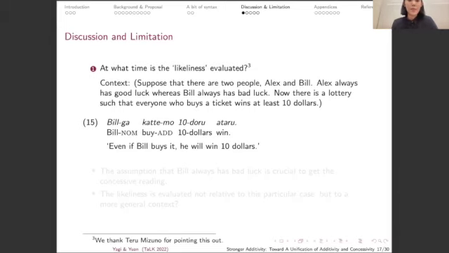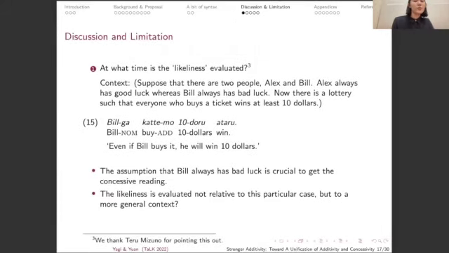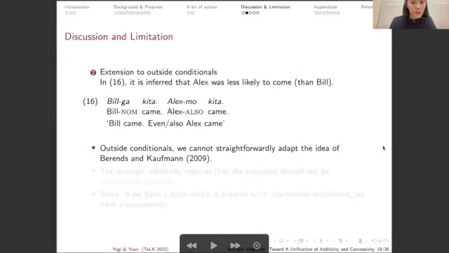This is in Japanese, but the sentence means even if Bill buys it, he will win $10. So as we can see here, we also have the additive particle in the antecedent, and the sentence receives a concessive reading. So here we are trying to say that this concessive reading does not come from this particular case, but it comes from a more general context. So that is for this case.